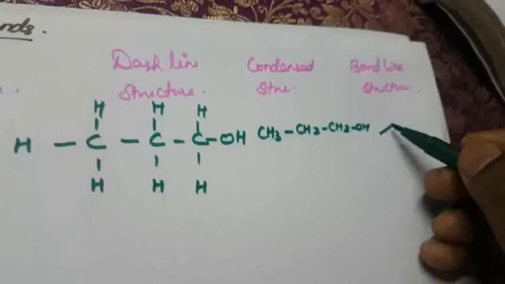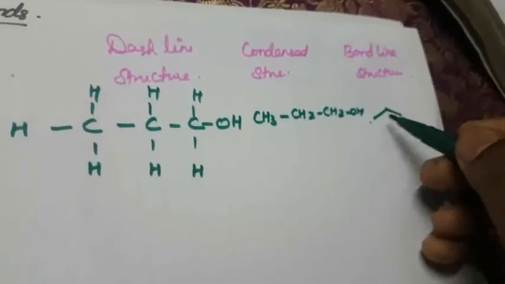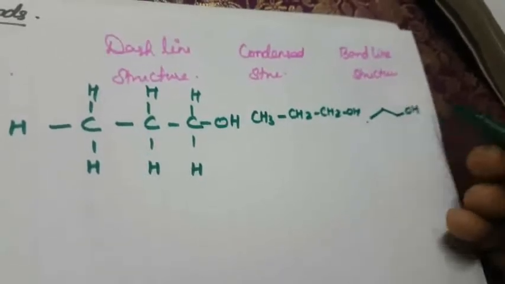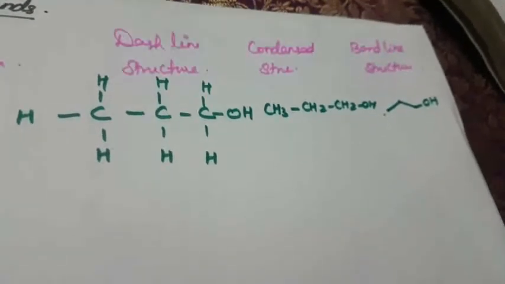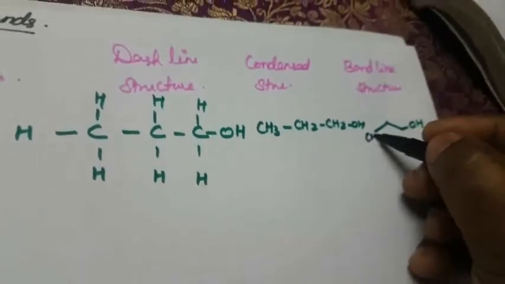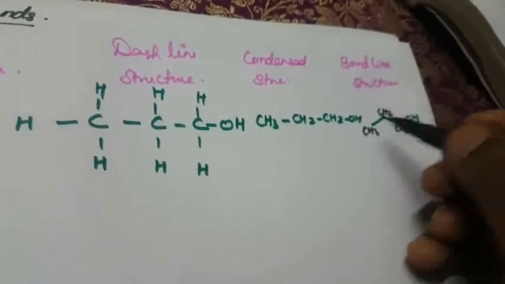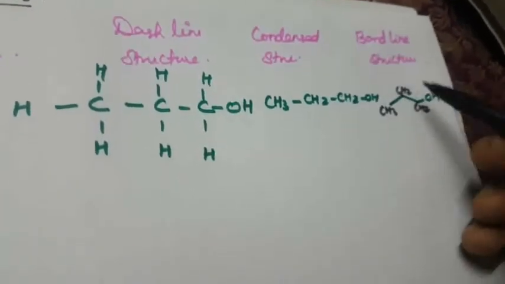What is the name for one line? CH3. So here one CH3, here one CH3. Again 1, 2, 3. Next one is 1 OH. So what does that mean? It means this has a CH3, this has a CH2, the next one has a CH2, then OH. So this is the meaning of this bond line structure.